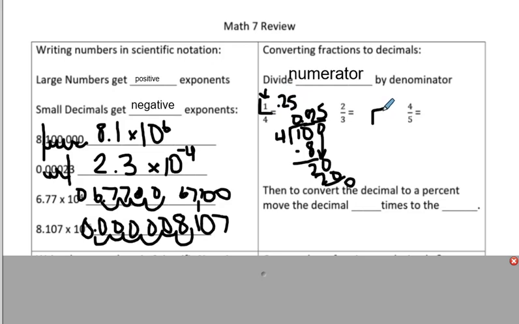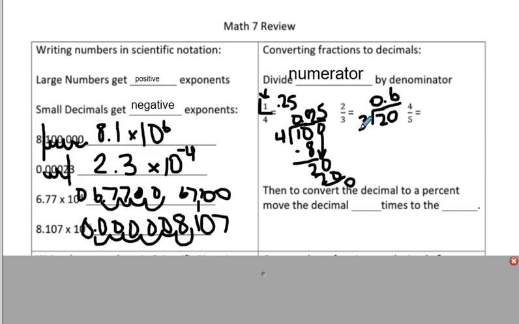So 2/3, 2 is gonna go in the house, 3 is gonna go outside of the house. How many times can 3 go into 2? 0. Add the decimal and the extra 0. How many times can 3 go into 20? Well, you have to go through your 3's. 3, 6, 9, 12, 15, 18, 21. So I don't want to go over 20, so not 21. That's 3 times 7. So 3 times 6 will get me as close as I can get.